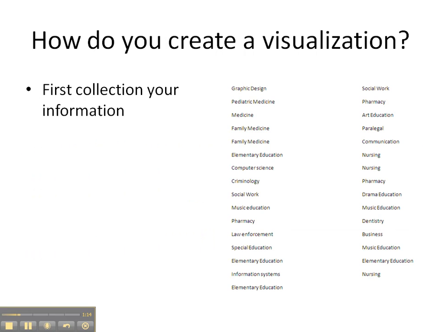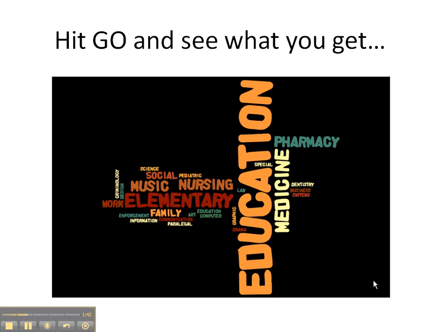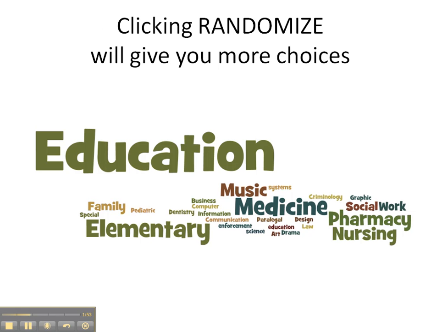So first, in order to create a visualization, you collect your information. For my example here, I just collected all the different job titles that people have given me so far, and I just put them all into a Word document so I can copy and paste from them. I then pasted them into Wordle. You notice they give you a nice little graphic field. And then I hit go, and you get several different examples. This was the first one that I got. I then tried and hit randomize and tried a couple more examples, but I didn't really like those so much, but this is another one that I thought worked out pretty well.